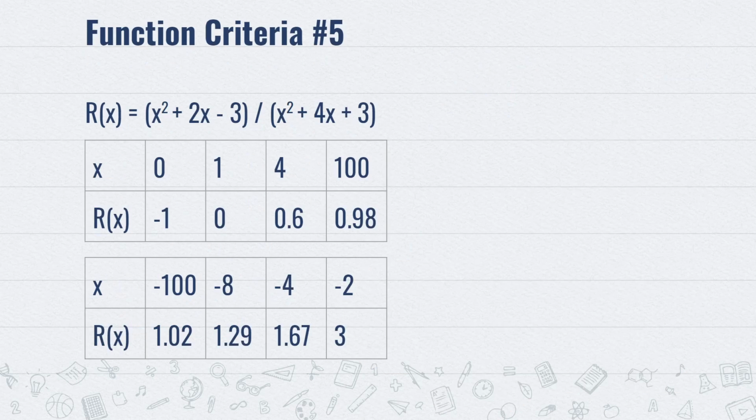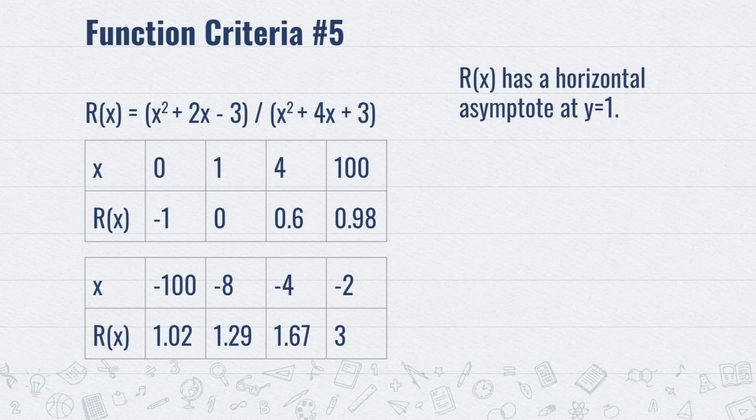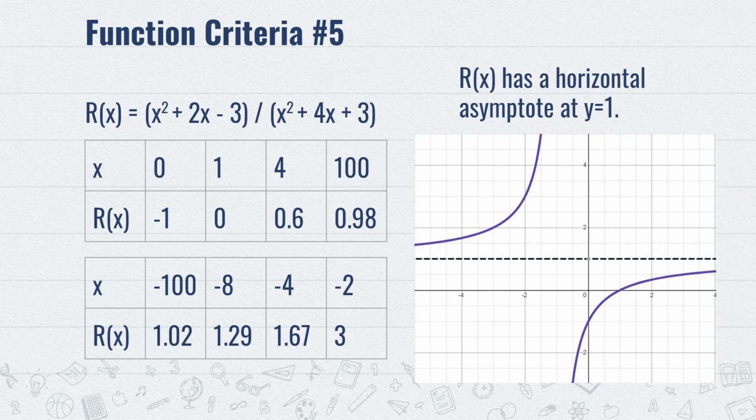Wow. Hey guys, it's me yet again, ready to go over the fifth criteria. The fifth criteria r of x must follow is that it should have a horizontal asymptote as its end behavior. Looking at the tables here, we can see that as x approaches infinity, or negative infinity, the y gets closer and closer to 1, but never reaches there. That must mean our function has a horizontal asymptote at y equals 1, and follows the fifth criteria.